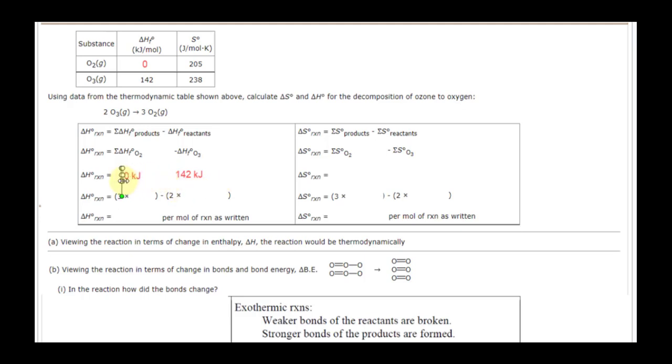Our oxygen, of course, is going to be nice because we've got a zero. And so there's no problem with the oxygen. We can pretty much eliminate it. But let's keep on going with this because we have to include the coefficients. 2 moles of ozone, not just 142 kilojoules, 2 times that. And then we've got 3 oxygens, but of course 3 times 0 is pretty easy. 2 times 142, but again, the signs. We have a subtraction because this is a difference. And this 2 times 142 will also end up having a negative sign. The change in energy for this reaction is negative 284 kilojoules per mole of reaction as written.